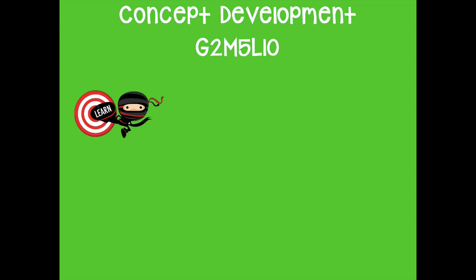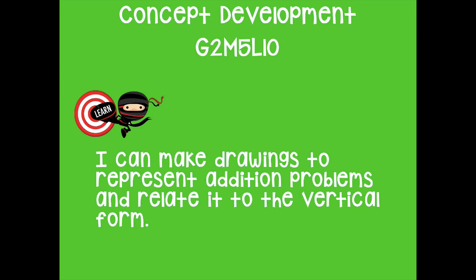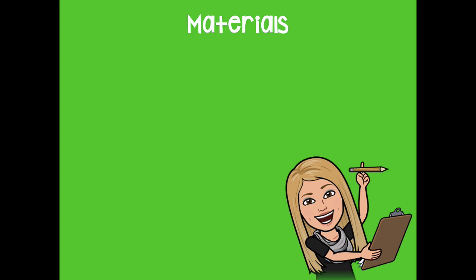For our lesson today, we're going to continue working with addition and we're going to work with the vertical form and our place value chart. So our learning goal for today says, I can make drawings to represent addition problems and relate it to the vertical form. The materials that you'll need for this lesson is just your dry erase board. So make sure you have that before we get started.